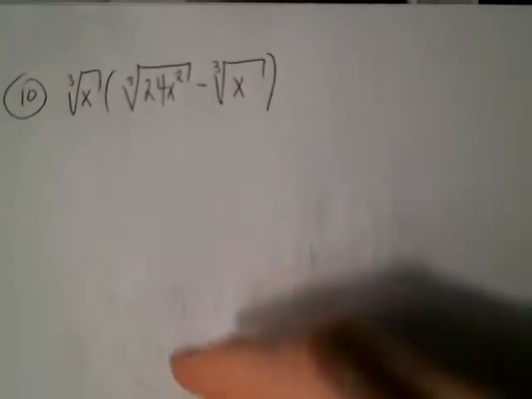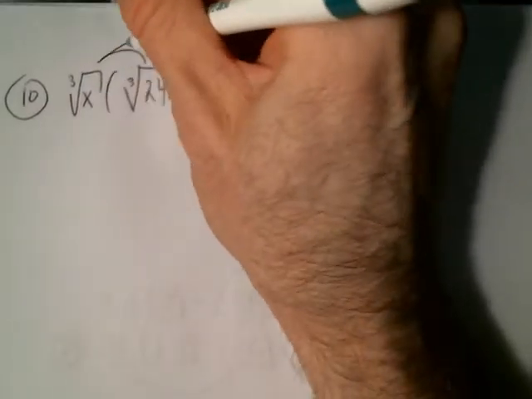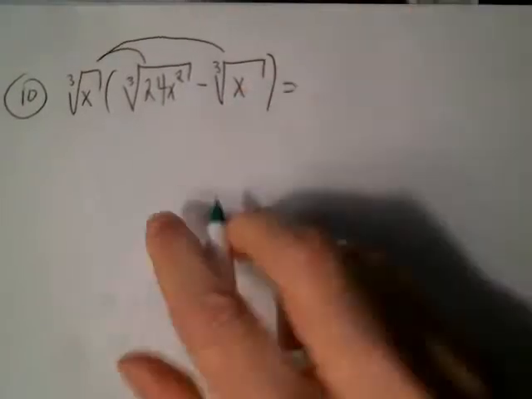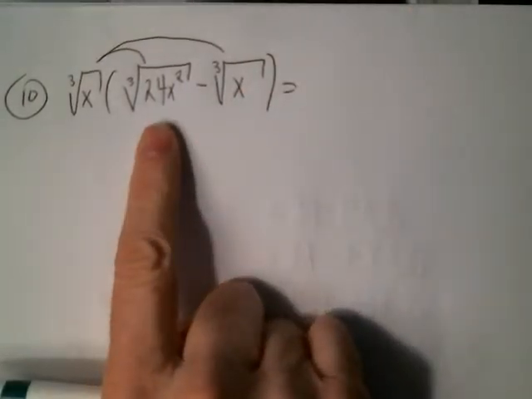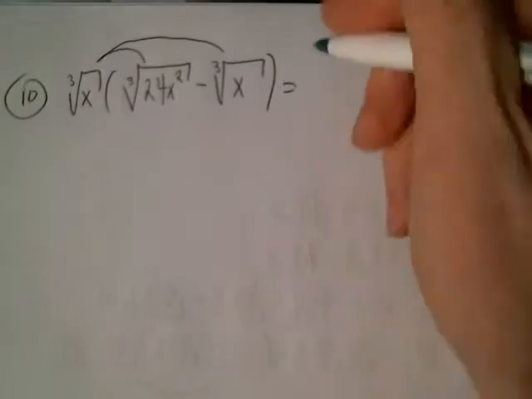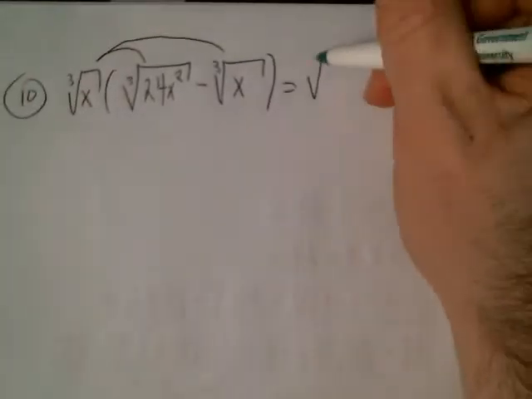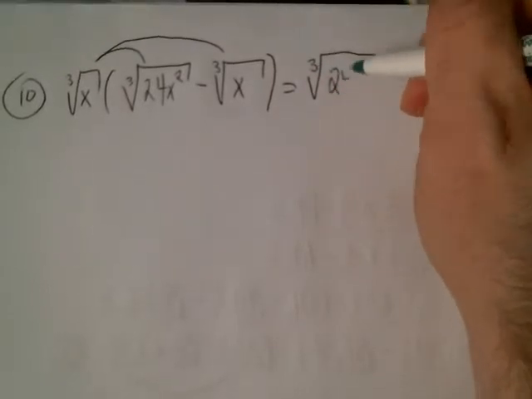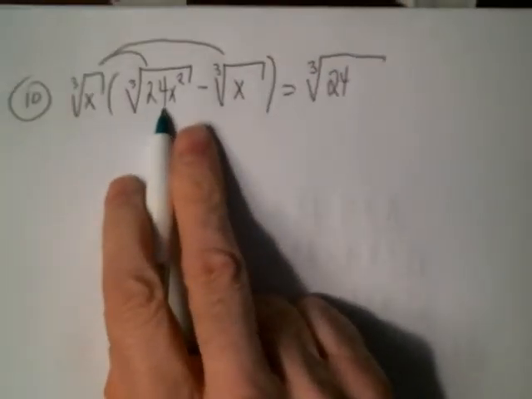Okay, so I'm going to go ahead and distribute. So we'll have the cube root of x times the cube root of 24x squared. Let's go ahead and multiply everything out on the inside and just write the cube root of 24 times x squared.